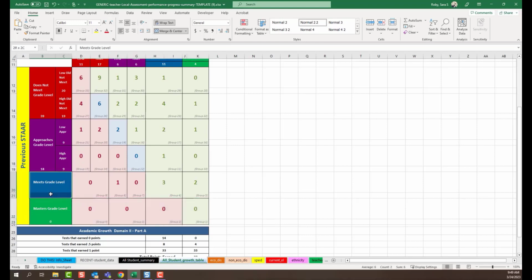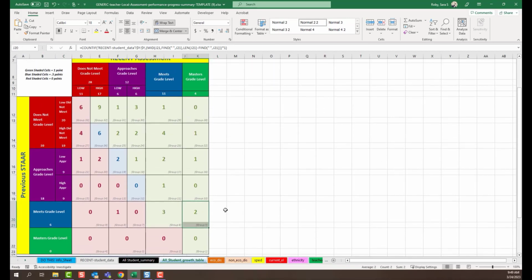I'm going to look at my meets grade level. Last year I had 6 students who were meets grade level. I have 2 of them that on this assessment have moved up to masters grade level, and that's group 5. I want to figure out who those 2 students are because I absolutely want to celebrate them for moving up a performance level. So in order to find those 2 students, I'm going to look for group 5.